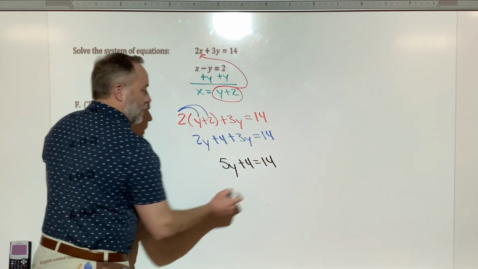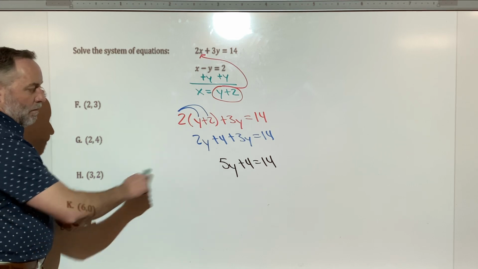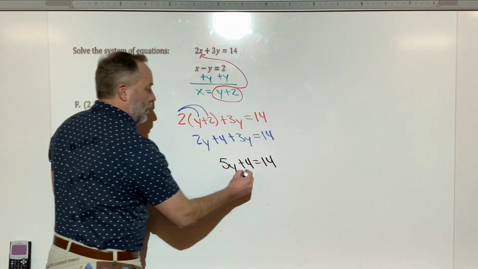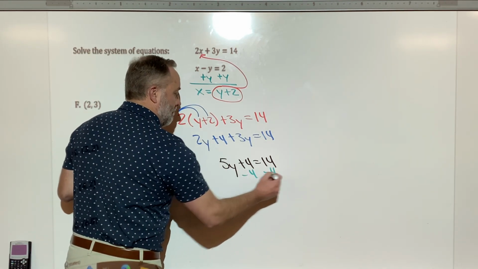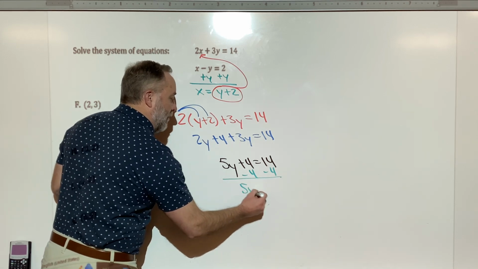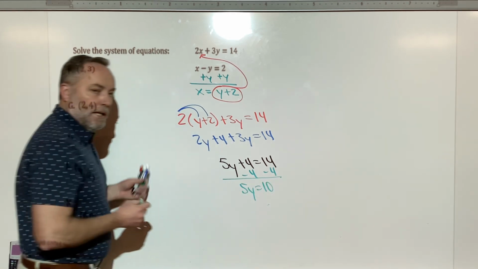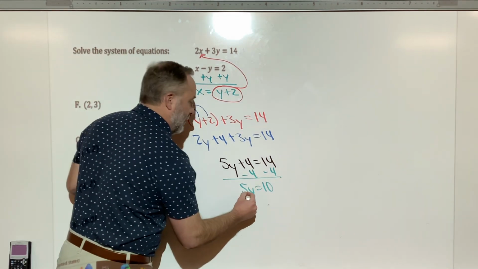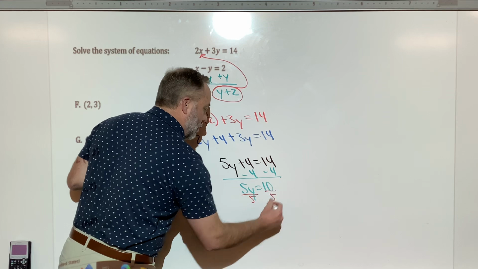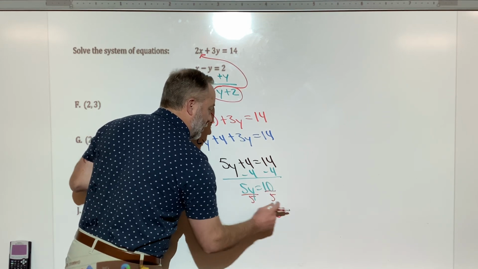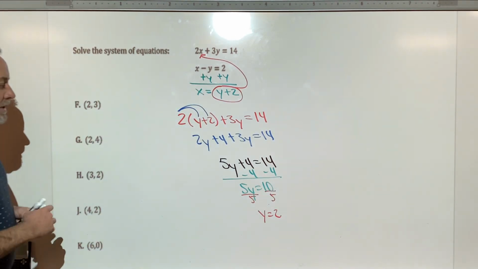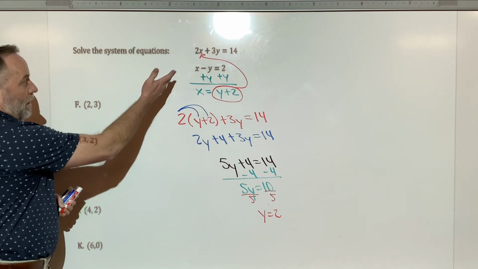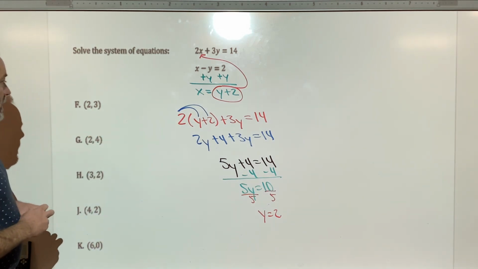equal to 14. Just trying to get y by itself, so now let's subtract 4 to both sides, leaving us with 5y is equal to 10. Last thing we want to do is just to divide by 5, and that gives us y is equal to 2. Okay, that gives us the y value of the coordinate for where these two linear equations intersect.